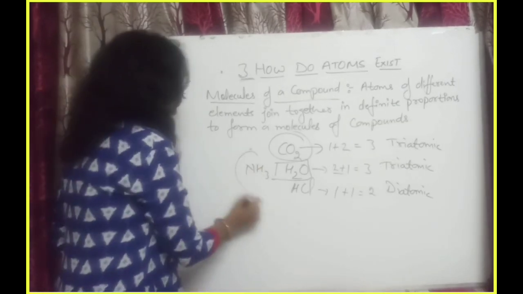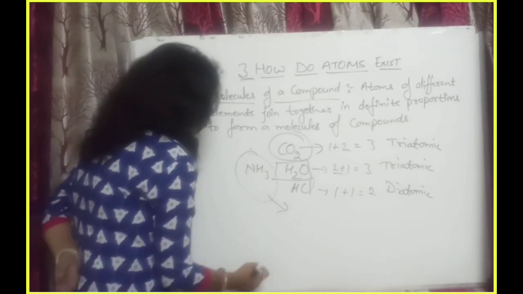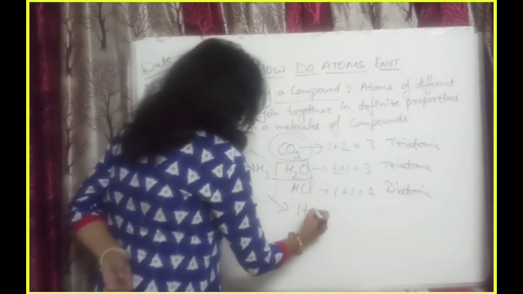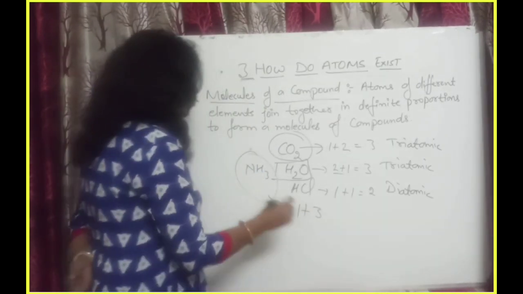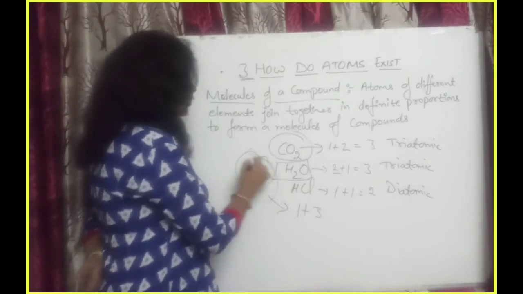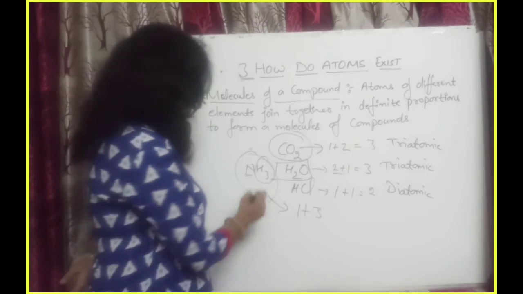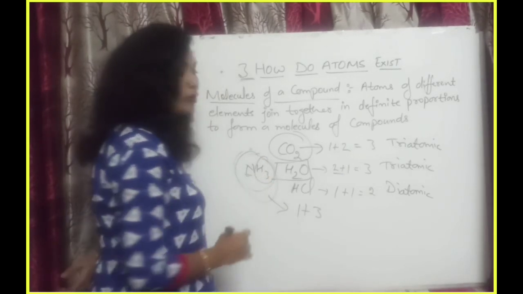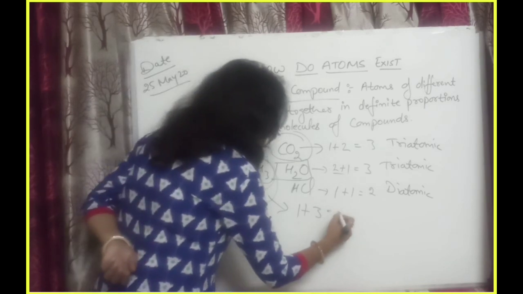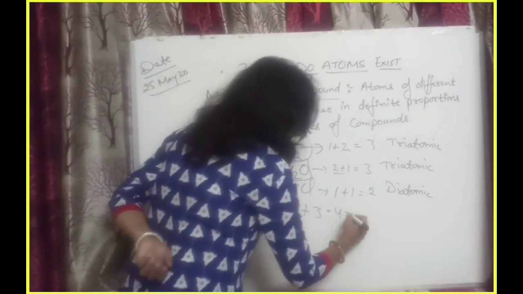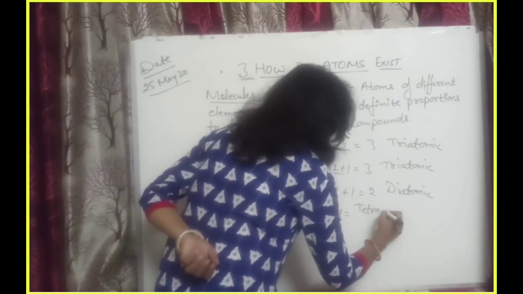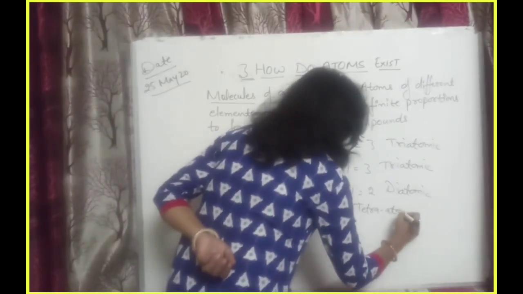If you take this molecule, it consists of one atom of nitrogen and 3 atoms of hydrogen. So this molecule of ammonia, NH3, consists of 4 atoms, which means atomicity is 4. So it is tetraatomic. It is tetraatomic.